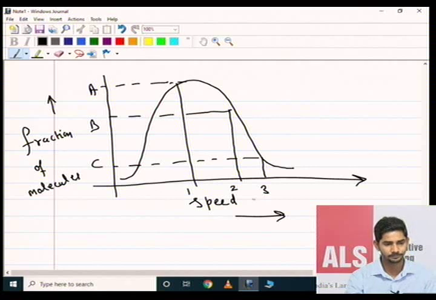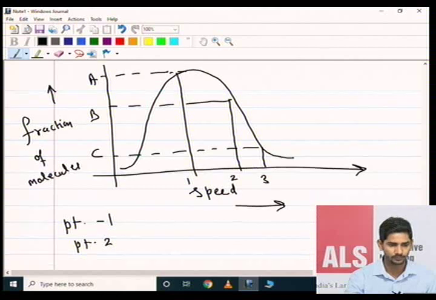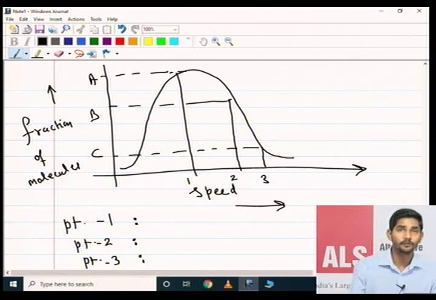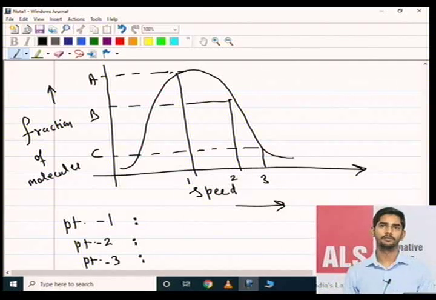Now tell me, at point A, which speed is present? At point 2, which speed is present? And at point 3, which speed will be present over there? Tell me the name of the speed. Which speed will be there at point A, B, C, point 1, 2, and 3? Name of the speeds: most probable, average, root mean square.